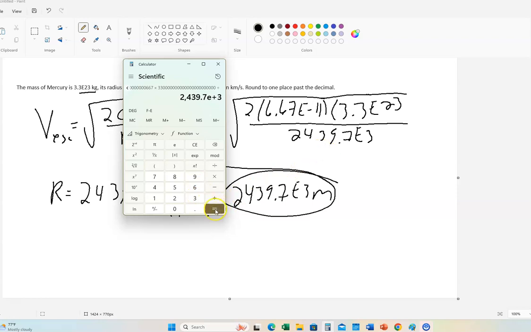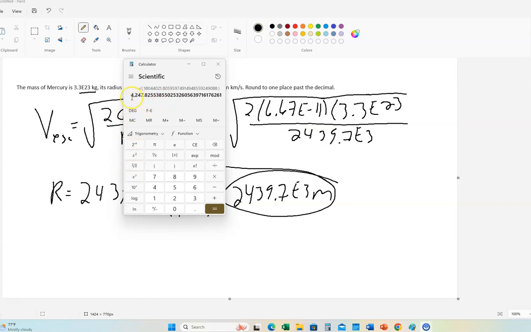Then we hit equals, and remember, the escape velocity is going to be in meters per second. No, that's not right. That did something. Yeah, that is not right at all. Sometimes people make mistakes. Let me correct this. I figured it out. This calculator is a little backwards. You have to type the numbers in first, so you type in what's under the square root, and then you hit the square root button.